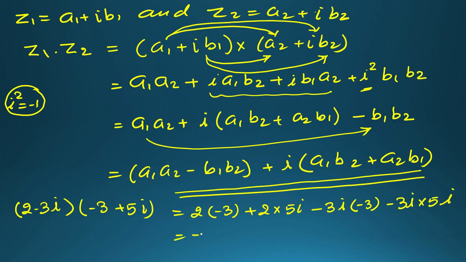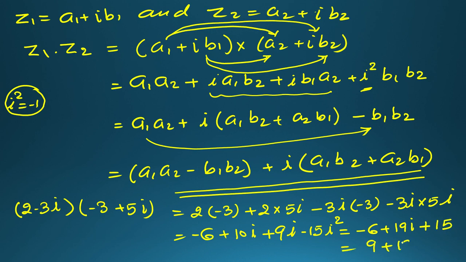Now 2 multiply minus 3 is minus 6, plus 2 multiply 5i means 10i, minus times minus will become plus, so it will be 9i, and minus 3 times 5 is 15, i times i means i square. So it will be minus 6, 10i plus 9i is 19i, and then minus i square: the value of i square is minus 1, so it will become plus 15. Now 15 minus 6 is 9, plus 19i. This will be the final answer. Like this you can multiply two complex numbers. I am sure you understood this.